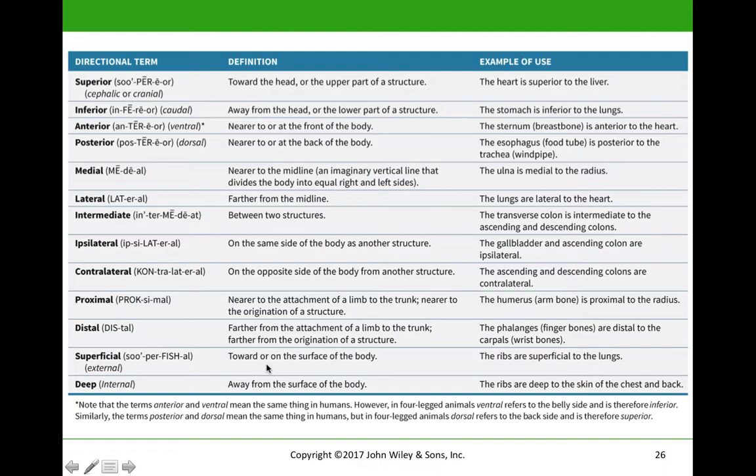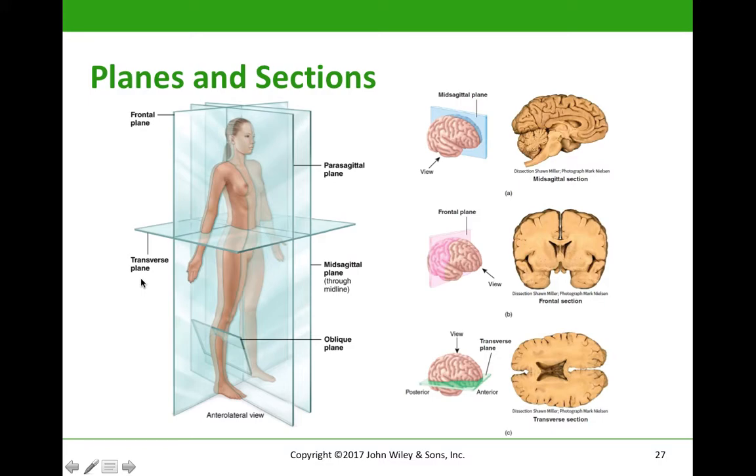And then here we have many more directional terms also included. You'll see ipsilateral, contralateral, so same side of the body or opposite side of the body. And then we get into our planes and our sections. The planes will be imaginary flat surfaces that are used to divide the body or the organs into definite areas.